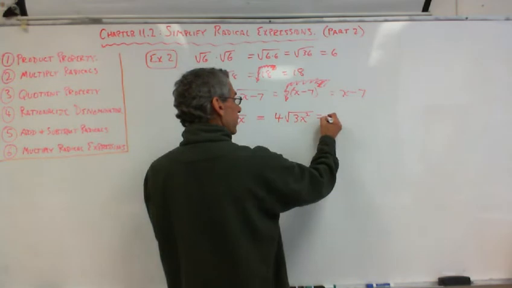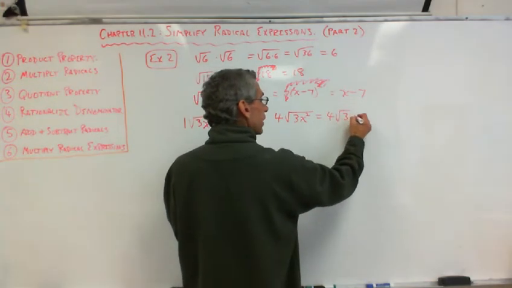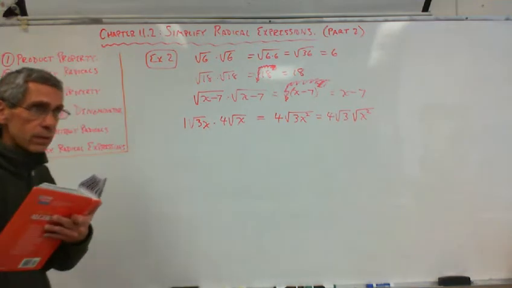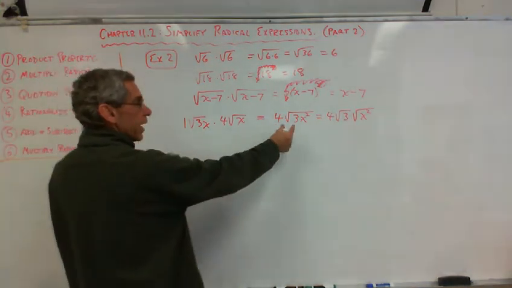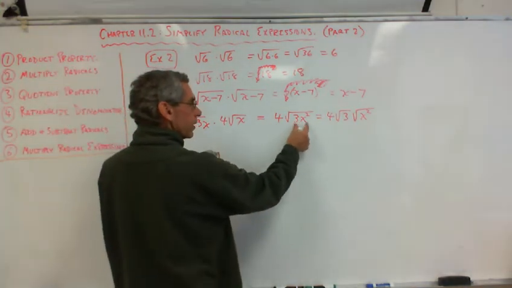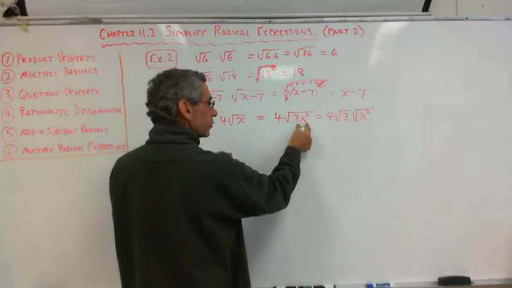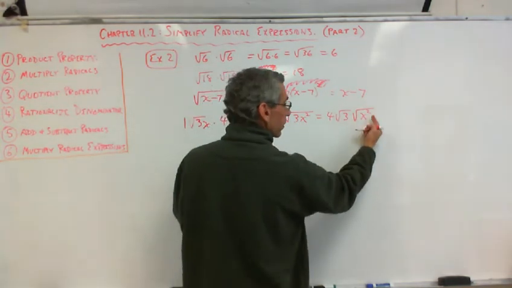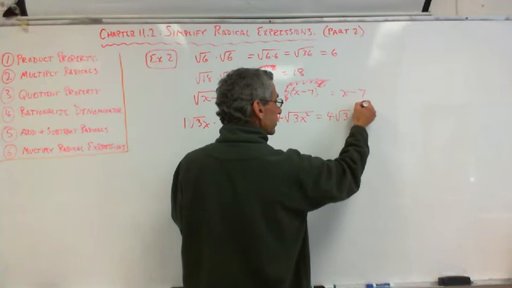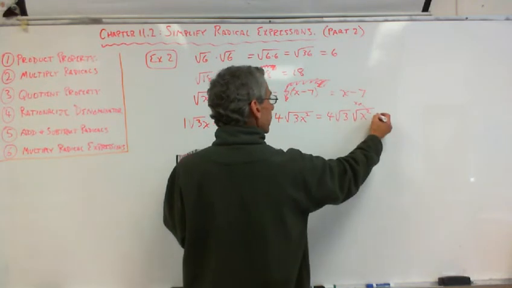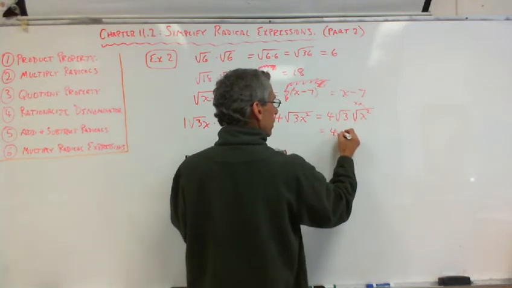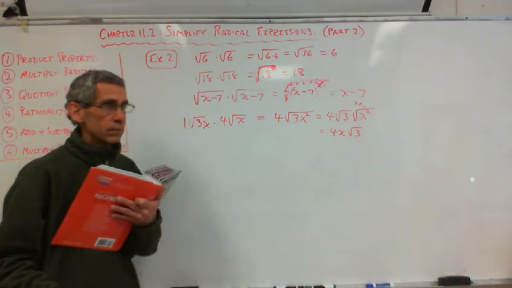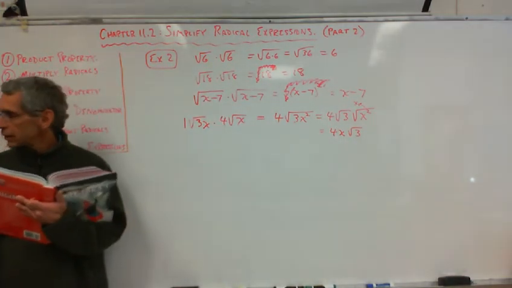So that is the same as 4 times the square root of 3 times the square root of x squared, right? You with me? The square root of 3x squared is the same as the square root of 3 times the square root of x squared. But the square root of x squared, remember, comes out as an x. So we've now got 4x and then the square root of 3. Does that make sense?